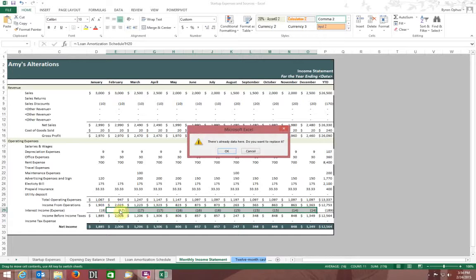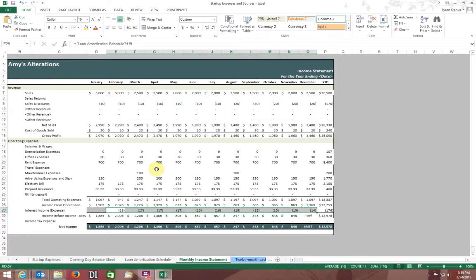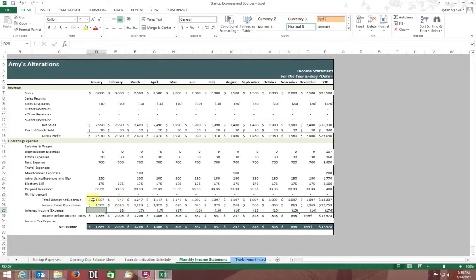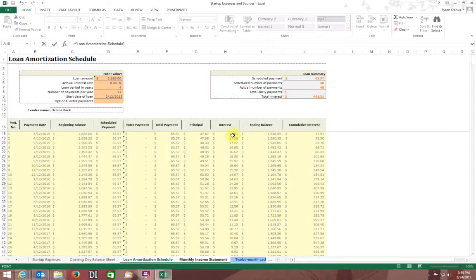Yeah, well, we'll see if it's going to replace the data, see if that works. Then you'd only have to fix the one. By golly, I think it did. So we can fix this one by saying that's equal to this H18. Okay.